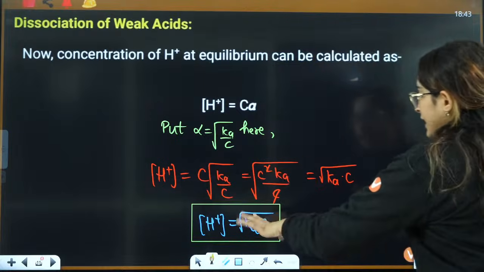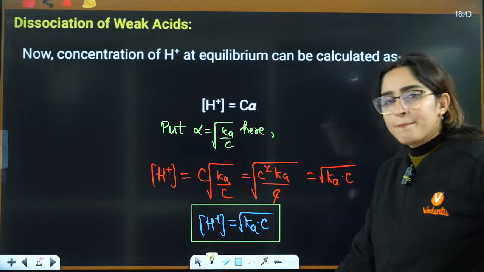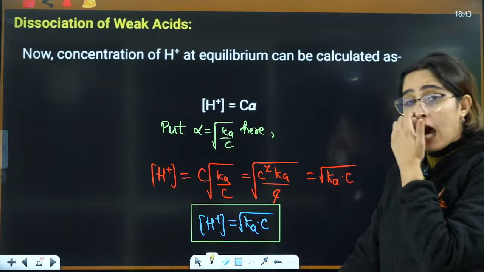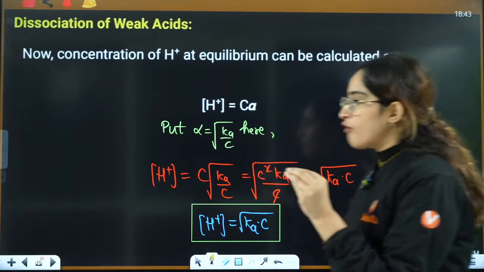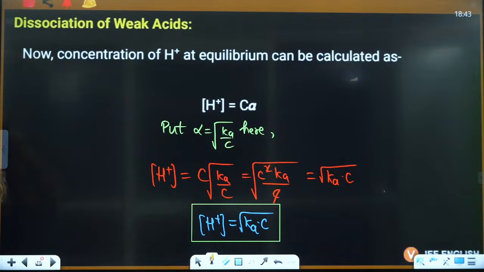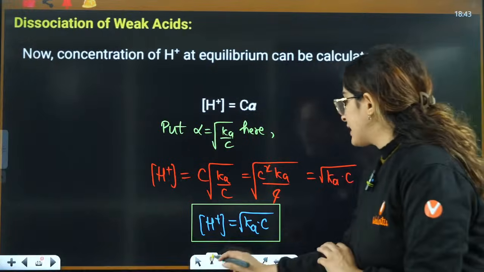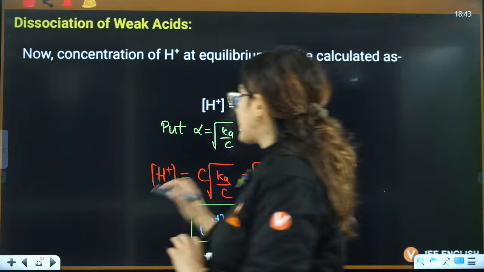Tell me if that thing is clear to all of you or not. How the H positive concentration is coming out to be under root of Ka multiplied by C. Yes, notes you will get in the PDF, don't worry about that. Now tell me if that thing is clear.